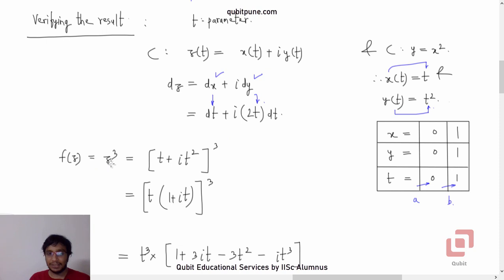Now let's go to f of z, which is z cubed. What is z? z is x plus i y. Now this is where we take into consideration the equation of the path, or the parametric equations. x is t.